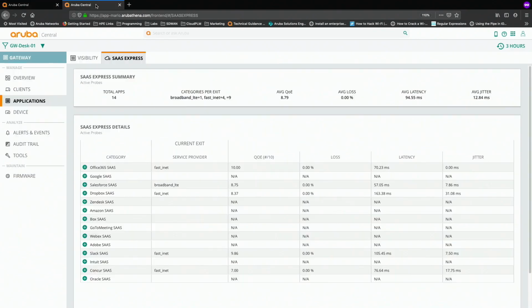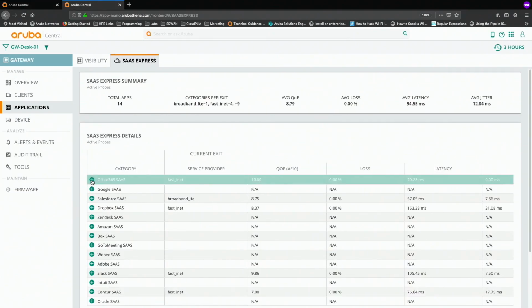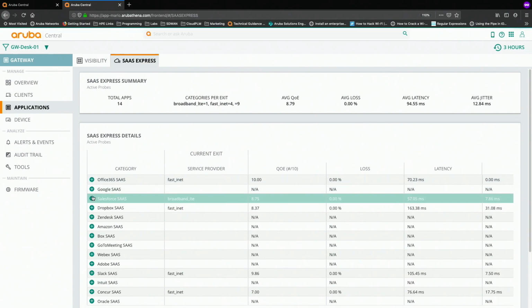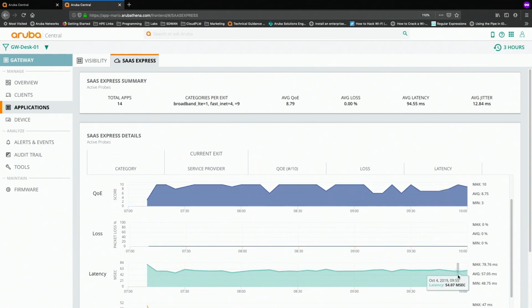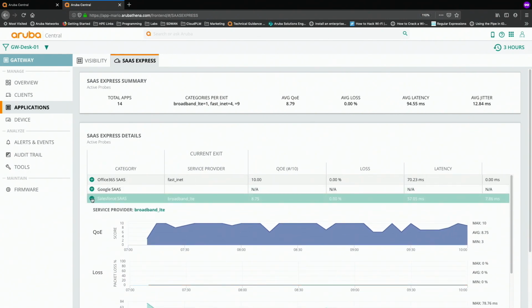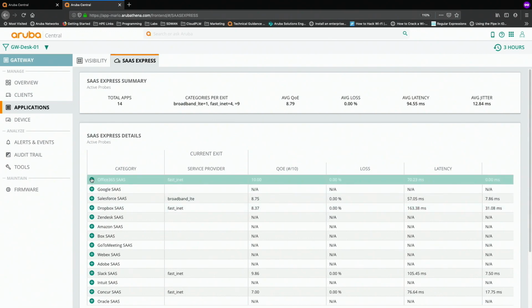So how does it look? We have a set of policies, a set of applications that are critical to us, and we're going to look at our gateway, and it's telling us, okay, for Salesforce, your quality of experience has been up and down through my broadband LTE, which is my preferred. It's still within my threshold, so I'll stick to that because I have it within my threshold. But it's probably not the best path, not the best of my circuits.